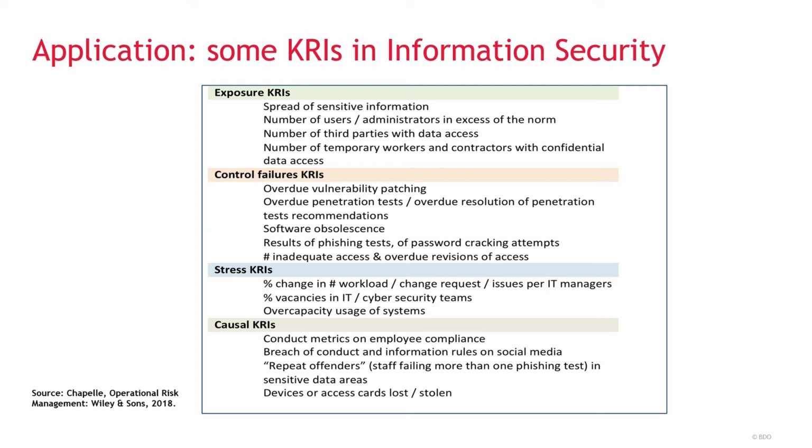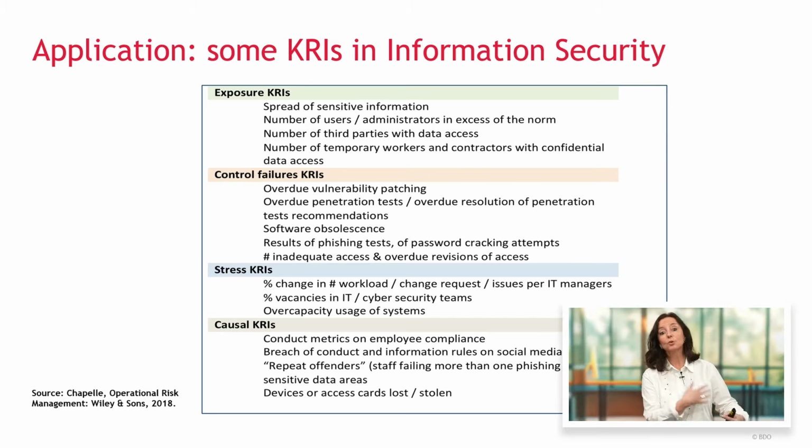An example of control failure indicators is very easy in information security when you have a large number of controls. An example here would be overdue resolutions on penetration test recommendations. You have a pen test, you have some action plans highlighted. If you're late on these action plans, it's a weaker control, therefore it's a KRI.